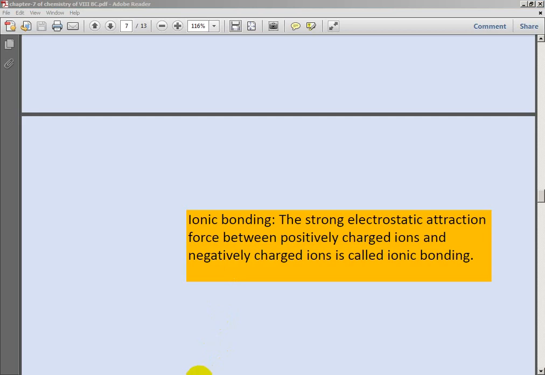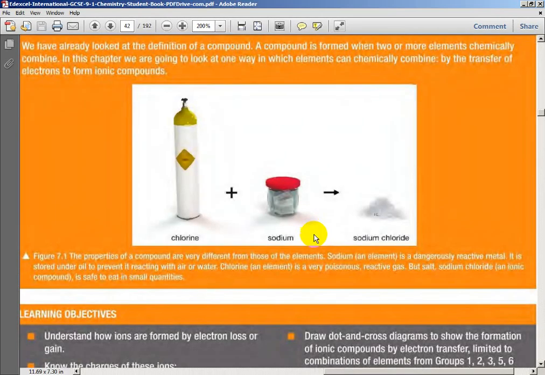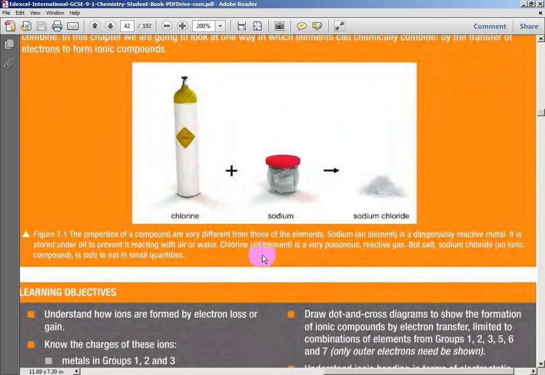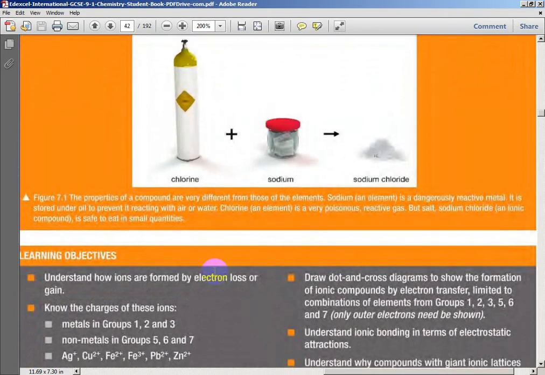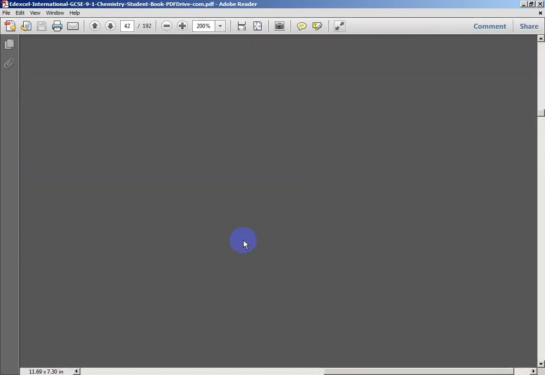Now we see another thing. Look, here's a periodic specification. Understand how ions are formed by electron loss or gains. Okay, learning objective, these things we have already done.